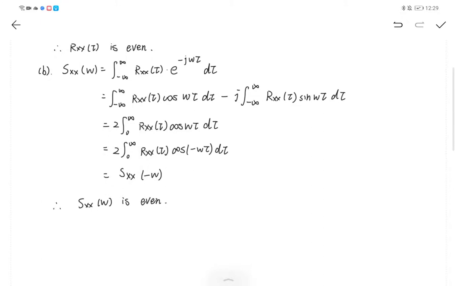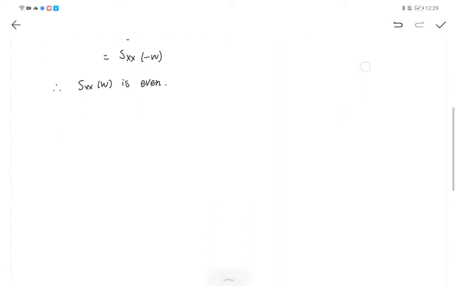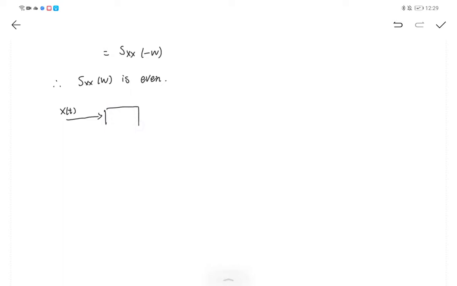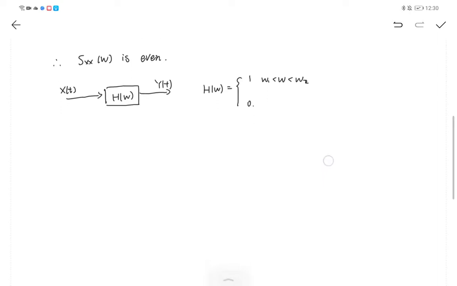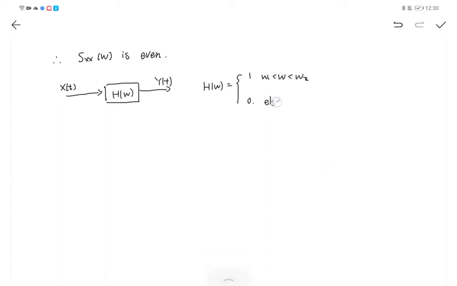And now we should prove it is also non-negative. So let's talk about an ideal passband system like this. We know that it is a passband system, so it only equals 1 when omega is in the range of omega 1 to omega 2, and in other parts it equals 0.